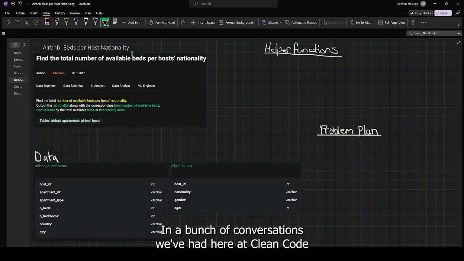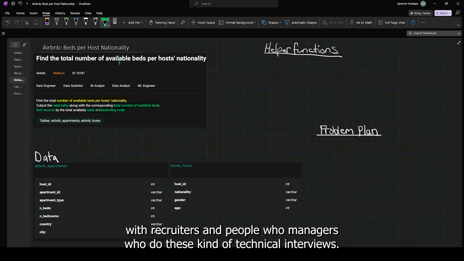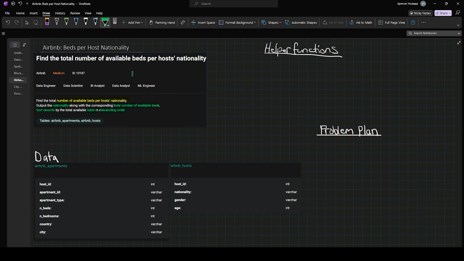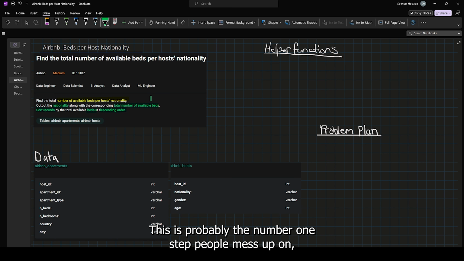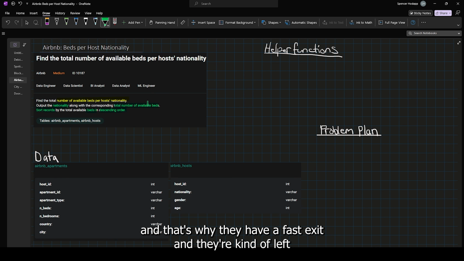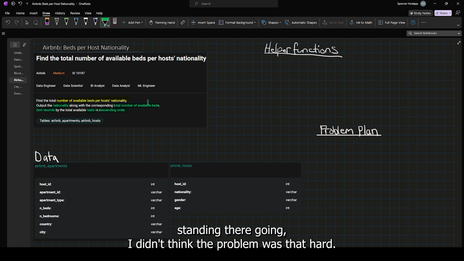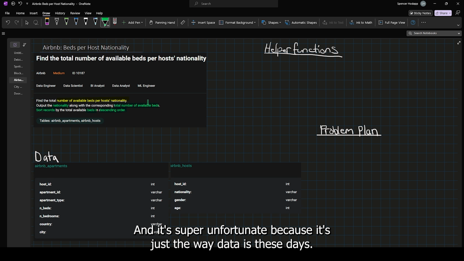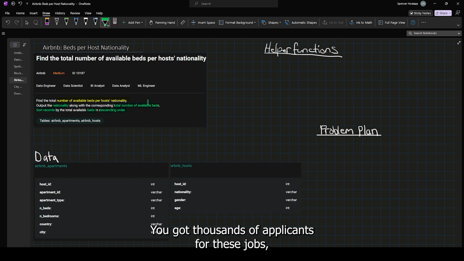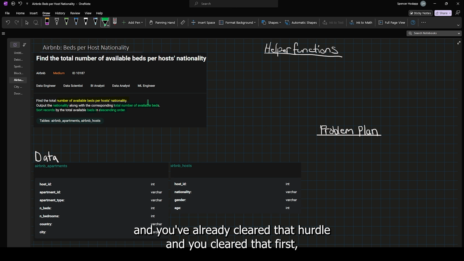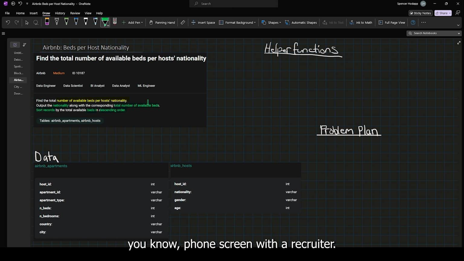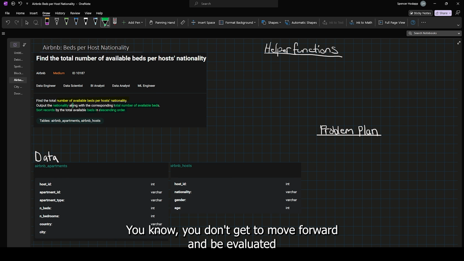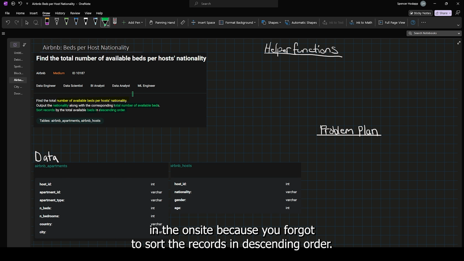In a bunch of conversations we've had here at Clean Code with recruiters and managers who do these kinds of technical interviews, this is probably the number one step people mess up on, and that's why they have a fast exit and they're kind of left standing there going, I didn't think the problem was that hard. I didn't think I did it wrong. You probably missed something. And it's super unfortunate because it's just the way data is these days. You've got thousands of applicants for these jobs, and you've already cleared that hurdle, and you cleared that first phone screen with a recruiter. And here you are at probably one of the first couple of questions you're being asked, and you miss out. You don't get to move forward and be evaluated in the on-site because you forgot to sort the records in descending order.